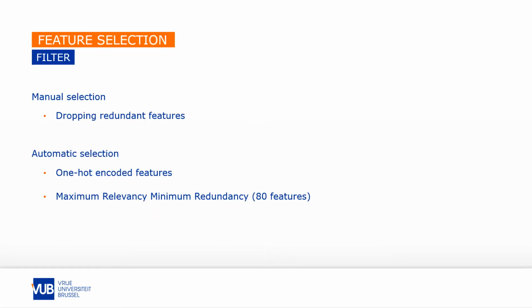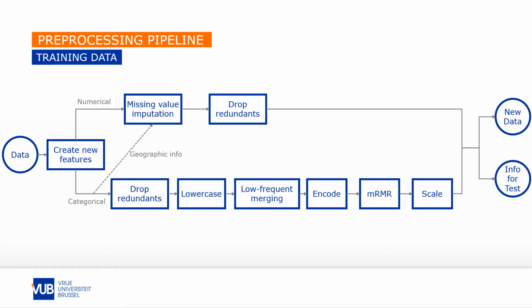As feature selection, we both did manual dropping of redundant features and performed the well-known MRMR on our one-hot encoded features to prevent dimensionality problems. We kept 80 features. Finally, our pre-processing pipeline.